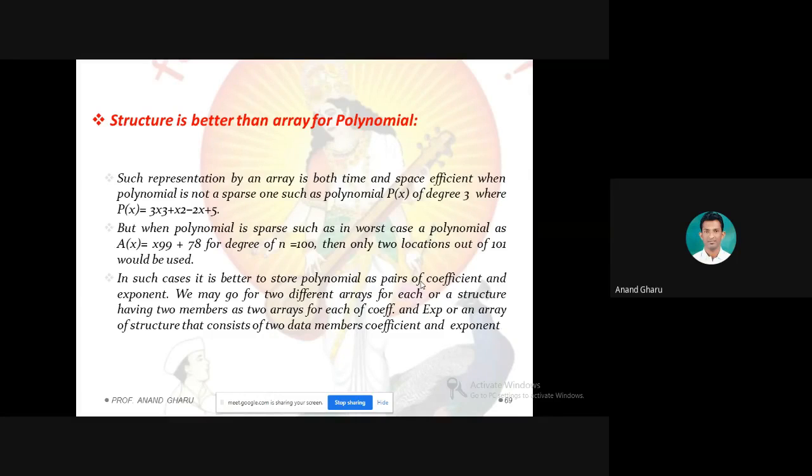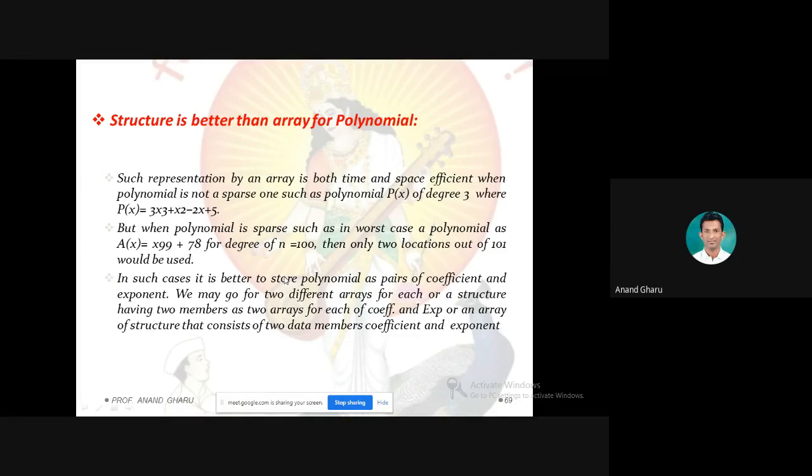Which structure is better than array for polynomial? Structure is better than array for polynomial. I have not taught you structure. It is a programming concept, but in structure you have to maintain the structure. You have to assign the whole memory to structure. With the help of the object we have to maintain the structure. So that's why structure is better than array for the polynomial, because in array we don't use the object.